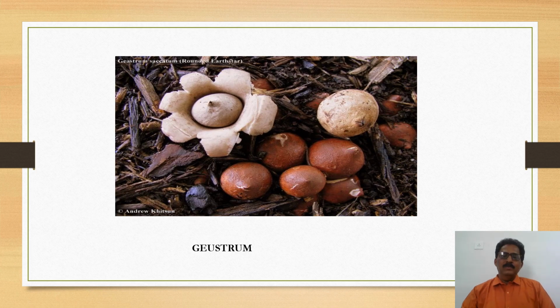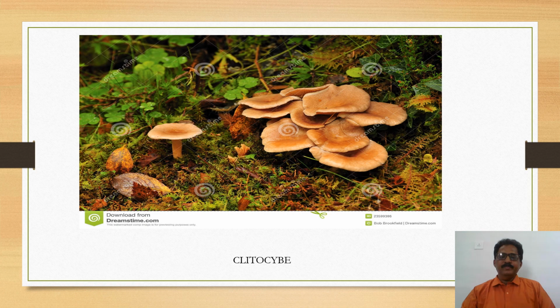The outer layer of this fruiting body is called the exoperidium, the inner layer is called the endoperidium, and the inner part also has the gleba cavities, and these have the basidiospores. So this is the Geastrum.